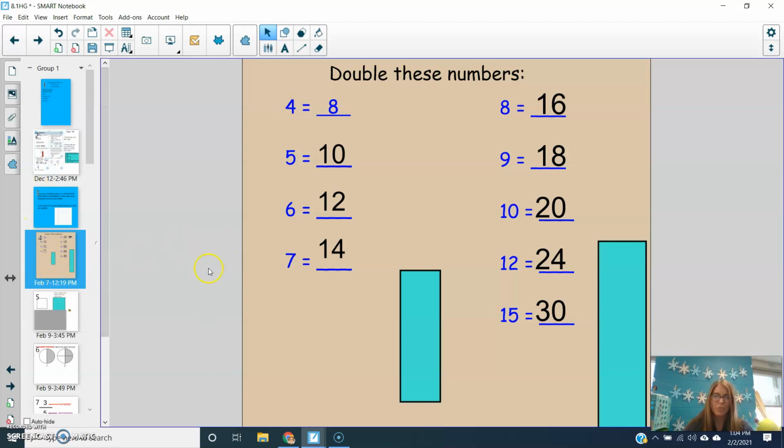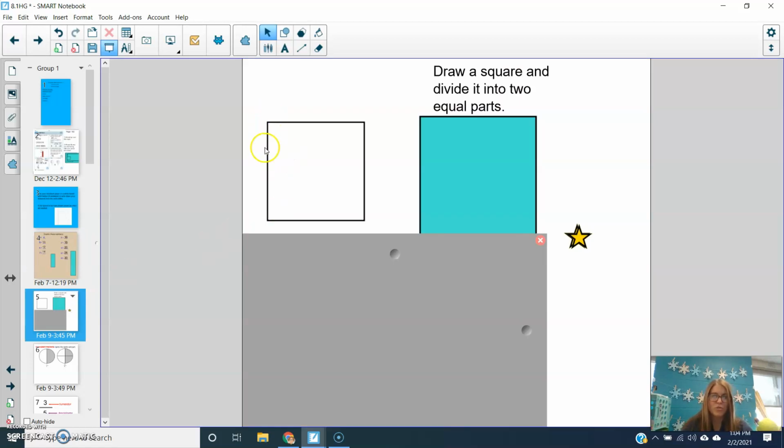We'll work more on doubling in future lessons. The next thing I'm going to ask you to do is, can you draw a square on your whiteboard or in your notebook just like how I have right here?